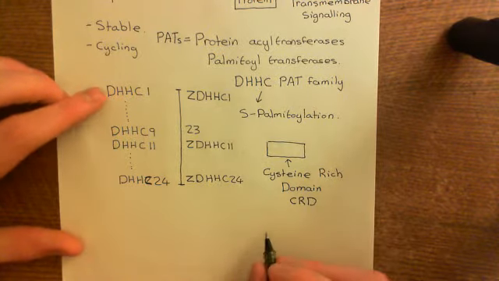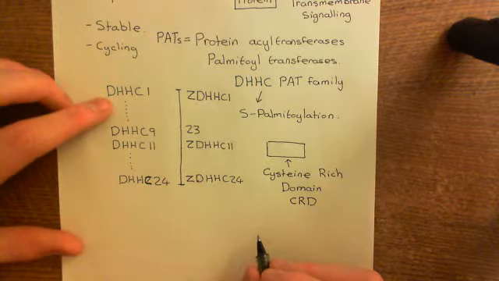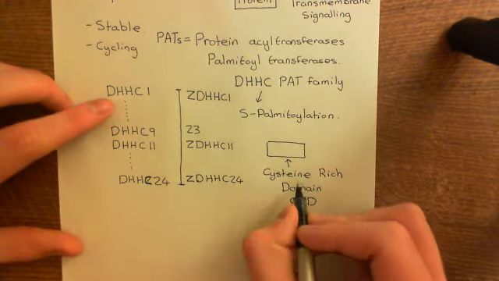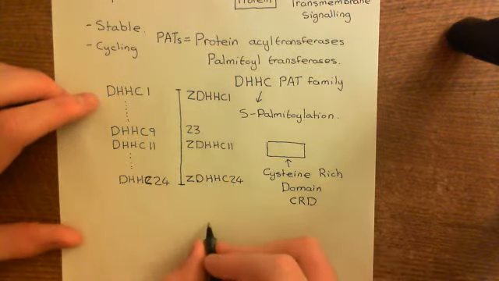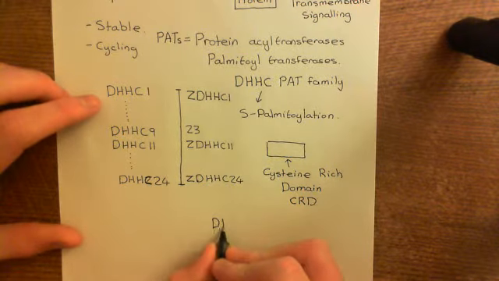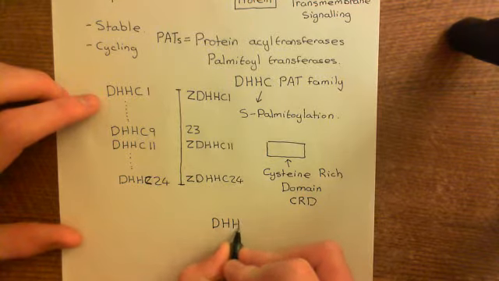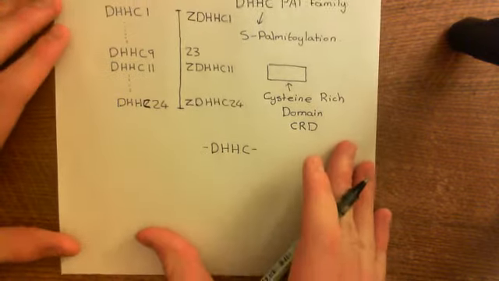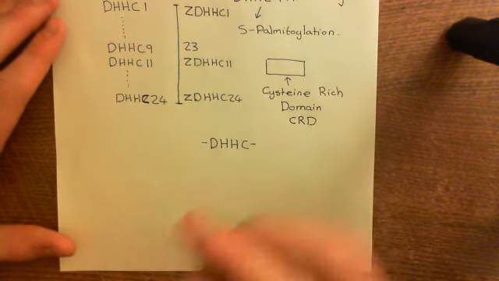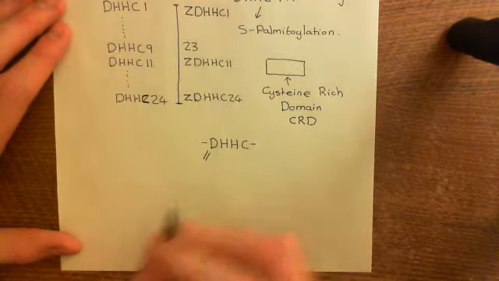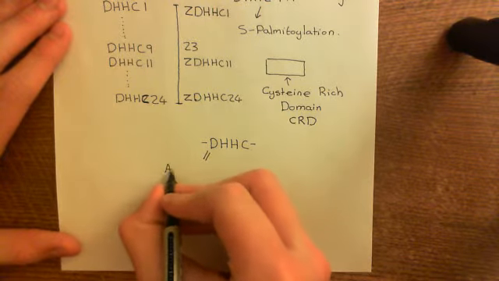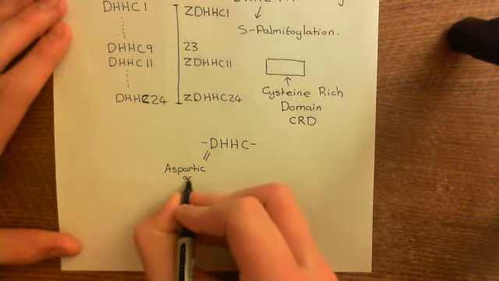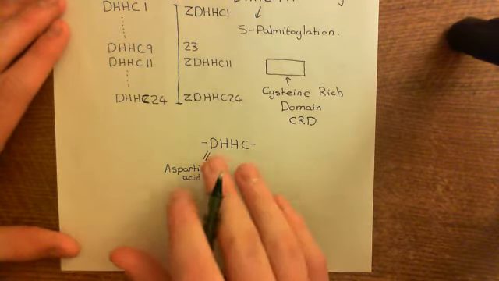Now, the reason that these enzymes are called DHHC is that an important part of this cysteine-rich domain is a little strip that has the amino acid sequence DHHC. So in order to understand this, you need to know the single letter amino acid codes. D is the single letter code for the amino acid aspartic acid. And in fact, I might just draw these out for you. So let's actually draw this out.